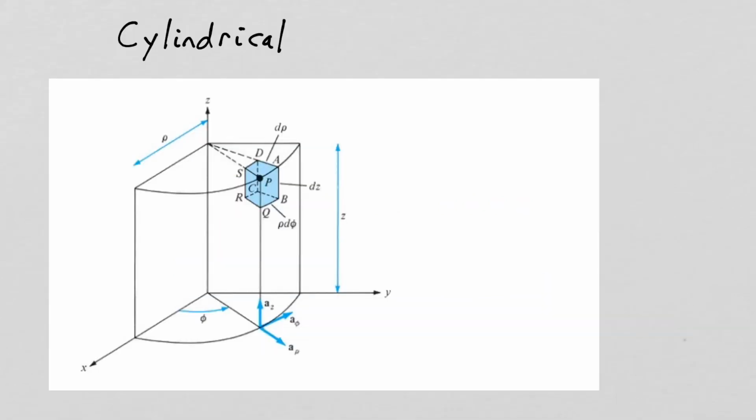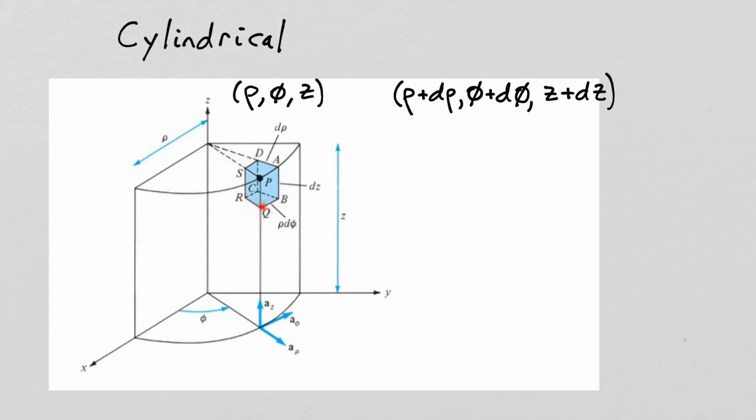Now let's find the differentials for the cylindrical coordinate system. We'll start at point rho, phi, z and increase each one of our coordinates by a differential amount. So looking at the differential cube that's formed, we see that our starting point will be point R here, and our finishing point is going to be point A here. So when rho changes by a differential amount, we will trace out this vector pointing from R to Q. Its length will be d sub rho, and it will be in the rho direction.